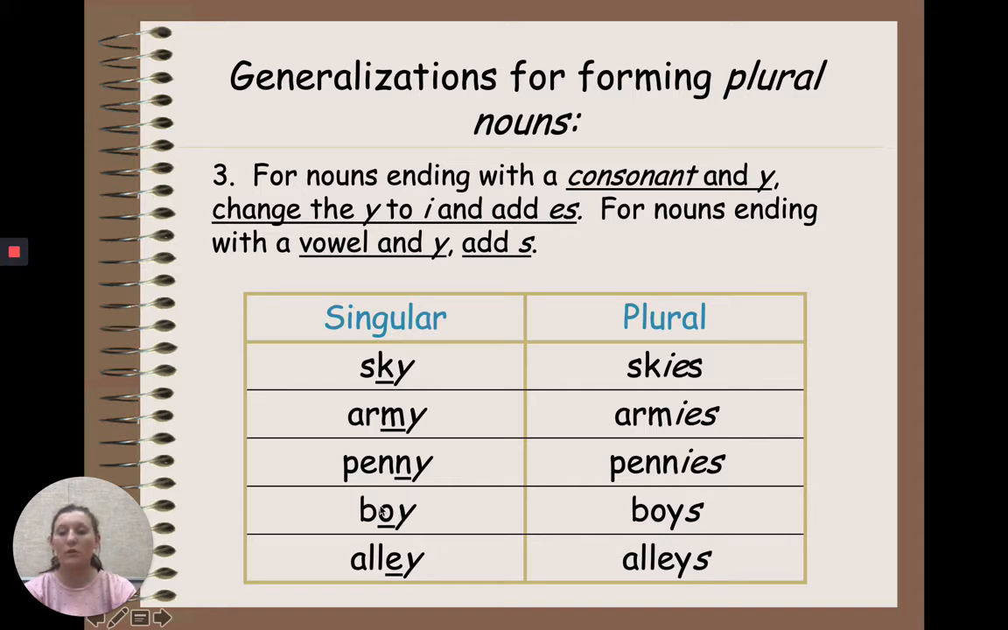Now remember, O is a vowel, but it still ends with Y. And so remember up here it said for nouns ending with a vowel and Y, we just add an S onto the end. So for boy, all we're going to do is add on S to make boys. And our last example on this slide, we have the word alley. So again, we end with a vowel and then a Y. So all we need to do is just add an S on to make it alleys.